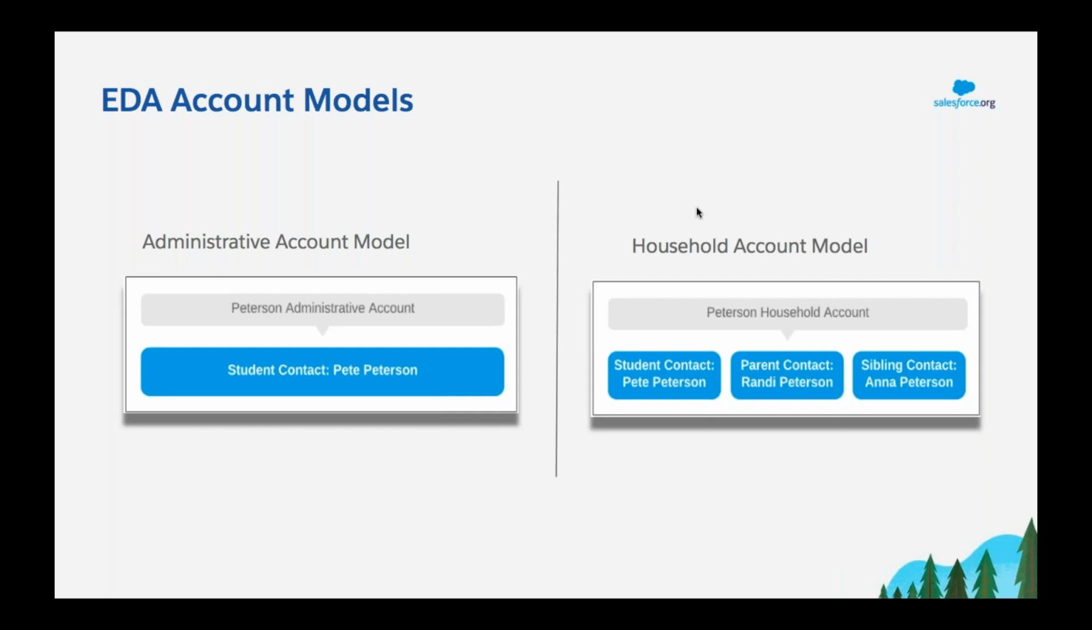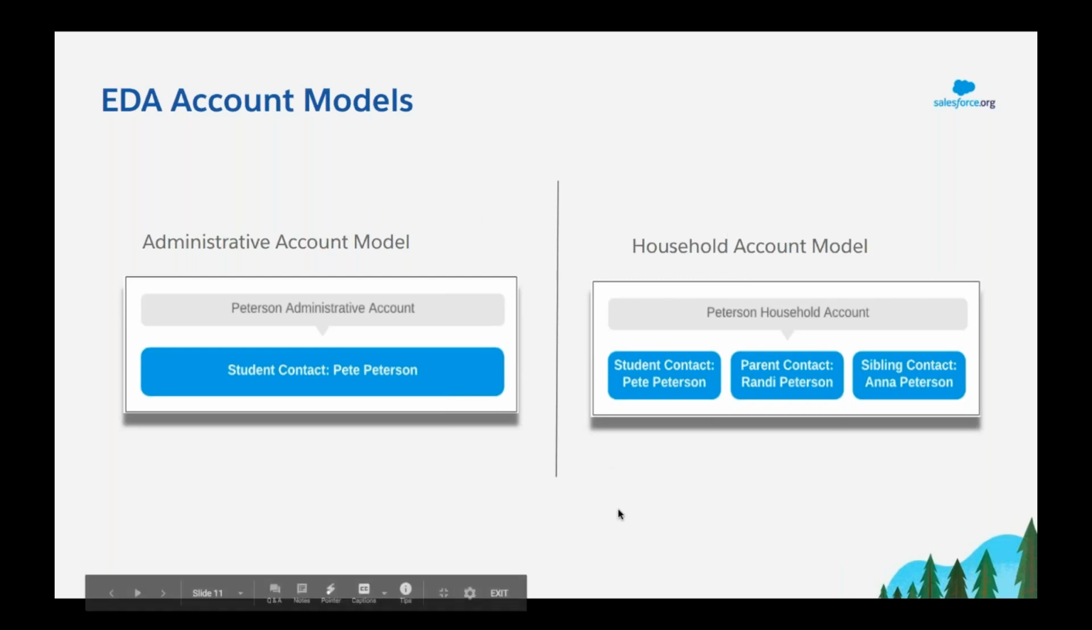For example, in the advancement space, a lot of times this is the model that makes sense. And also be aware that you can actually use them in conjunction with each other. Both account models can exist within a single Salesforce org, if you're using Salesforce in multiple ways. Maybe the administrative account model works for your student services team and household works for advancement, or however you might want to organize it. It is totally possible to have them both in one org.